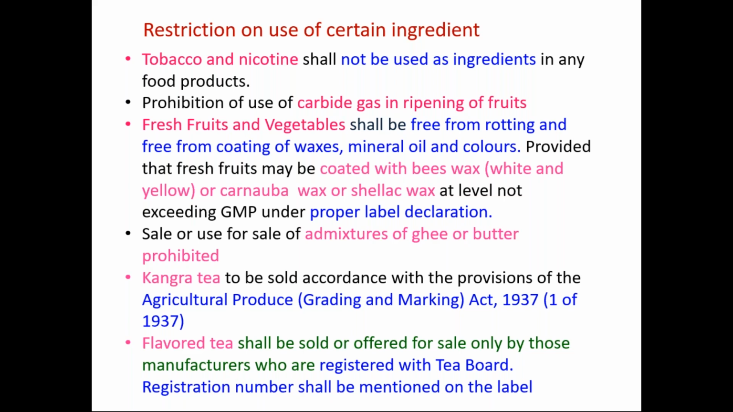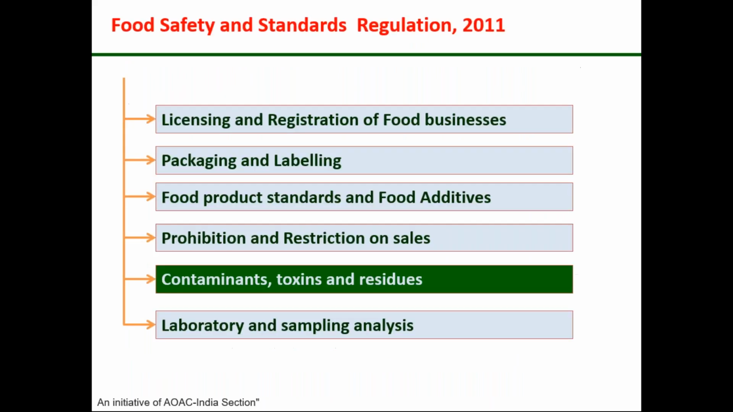You cannot sell admixtures of ghee or butter. Kangra tea has to be sold under the license of the agricultural produce. If an FBO wants to sell flavored tea, he must be registered with the Tea Board, and the registration number of the Tea Board along with the FSSAI license must be present.